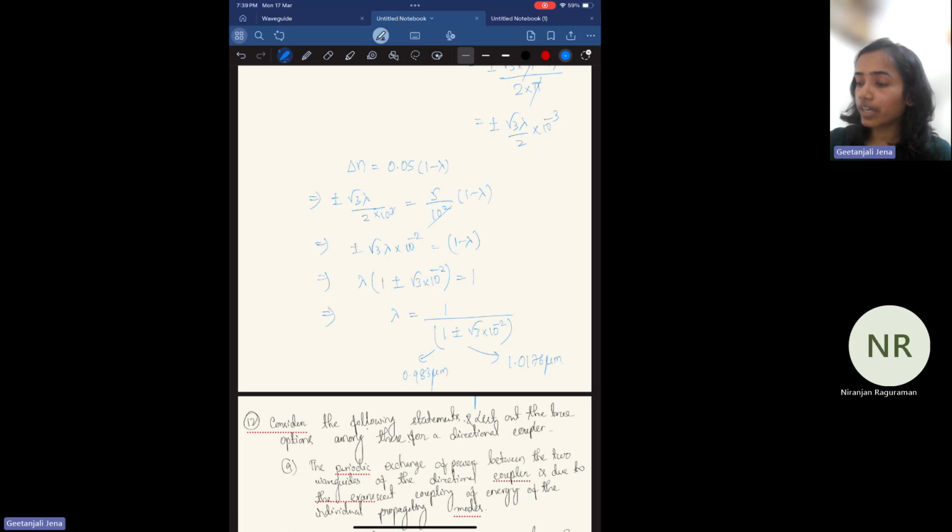So these are the nearest values of lambda that can be multiplexed or demultiplexed with lambda 0, which is 1 micrometer. So this question was a bit long, but if you know the concept, it was a bit conceptual. If you know how you can multiplex and demultiplex using two wavelengths and use the formulation for delta n, then you can calculate the nearest wavelength for the demultiplexer. Okay, so is this clear? We'll move to our next problem.